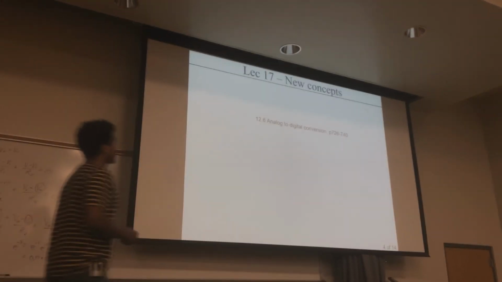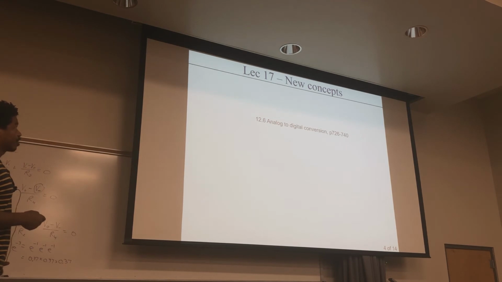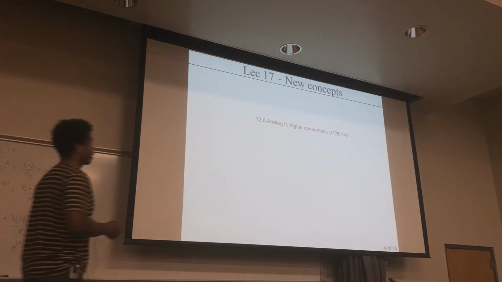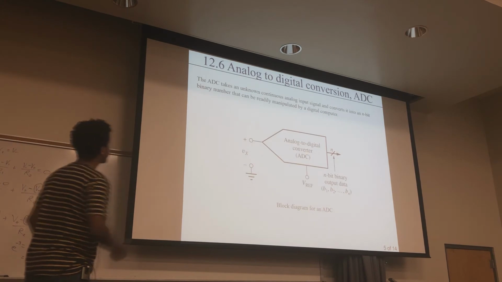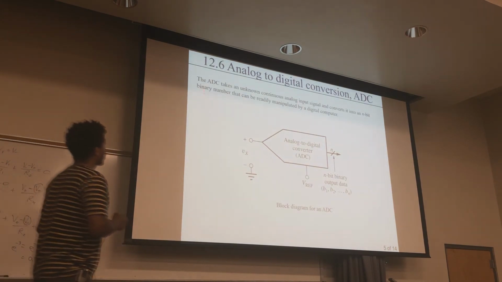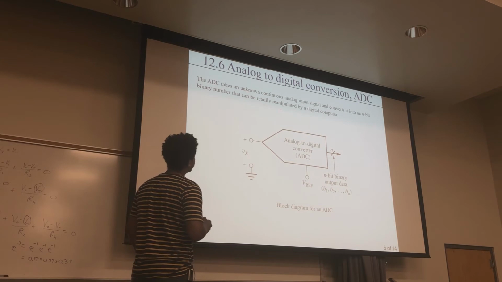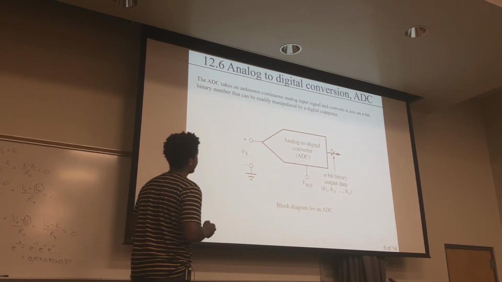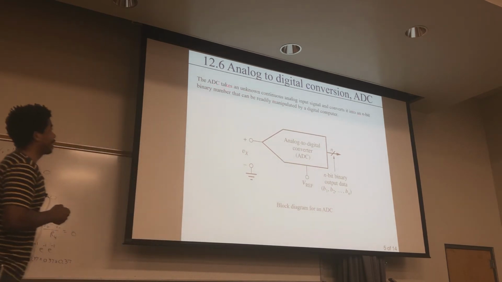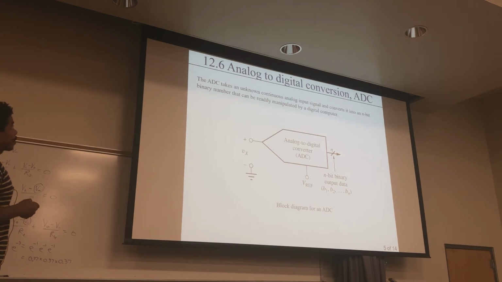So now we're going to start on analog to digital conversion. So this is the other way. Instead of digital to analog, now we're going to do analog to digital. Okay, so the analog to digital converter takes an unknown continuous analog input signal and converts it to an n-bit binary number that can be readily manipulated by a digital computer.